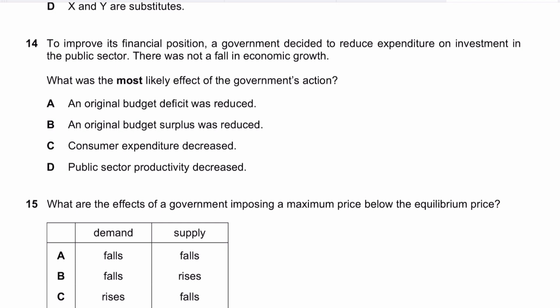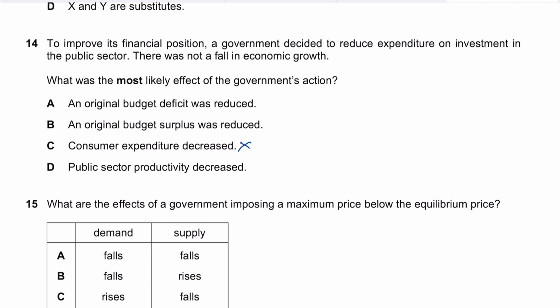An original budget deficit was reduced, an original budget surplus was reduced. Okay, so consumer expenditure decreased? No, consumer expenditure has nothing to do with it. The impact would not be on consumer expenditure, obviously, because it's government spending. So the impact should either be on economic growth or national income. So yeah, this is not the answer.